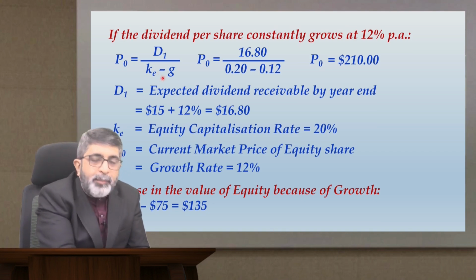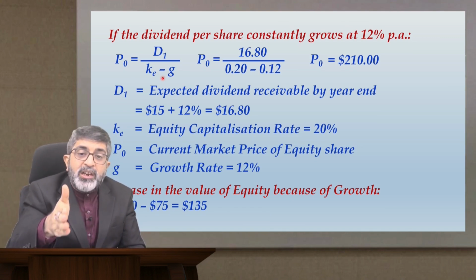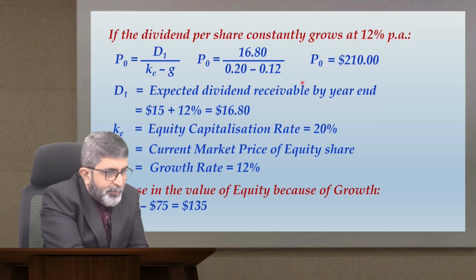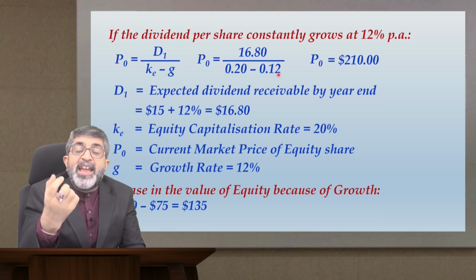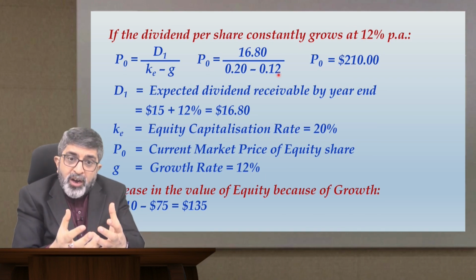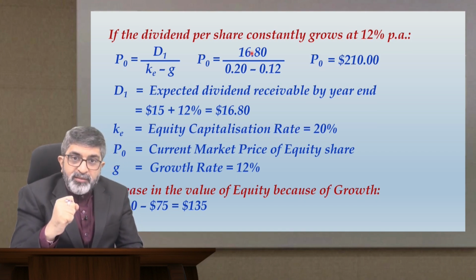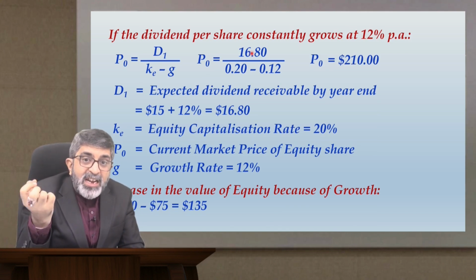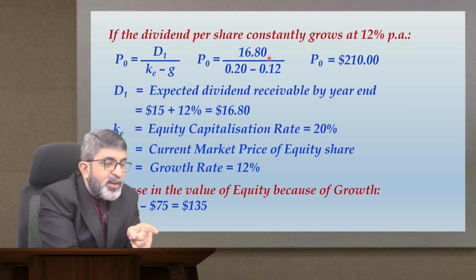So keep in mind one thing, KE is dividend yield rate plus growth rate. From KE, if I am subtracting the growth rate, can we agree that we get back to the dividend yield rate? So dividend yield rate in this example, 20% minus 12%, the dividend yield rate is 8%. So if the dividend yield rate is 8%, means you are going to earn 8% through dividends, and the amount of dividend is $16.8. Through dividends you are going to earn 8%, means your dividend income is going to be 8% of the value of the share. That 8% is $16.8.